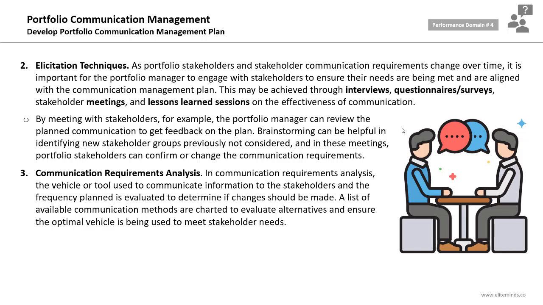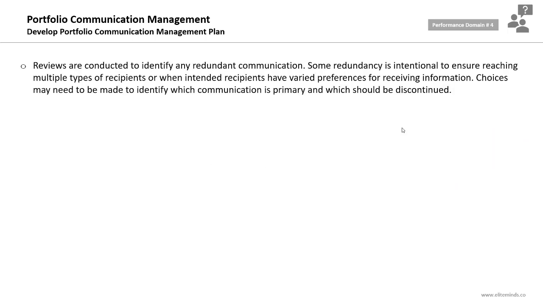So the purpose of conducting the communication requirements analysis is to determine the vehicle or the tool we will use to communicate information with stakeholders. At the same time, to determine the frequency planned to communicate with the stakeholders. A list of available communication methods are charted to evaluate alternatives and ensure the optimal vehicle is being used to meet stakeholder needs. This is a question I had in my PFMP exam about the purpose of using the communication requirements analysis. Reviews are conducted to identify any redundant communication. We want to minimize any redundancy.